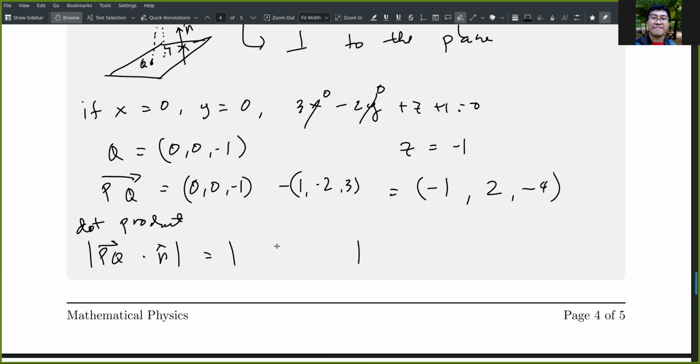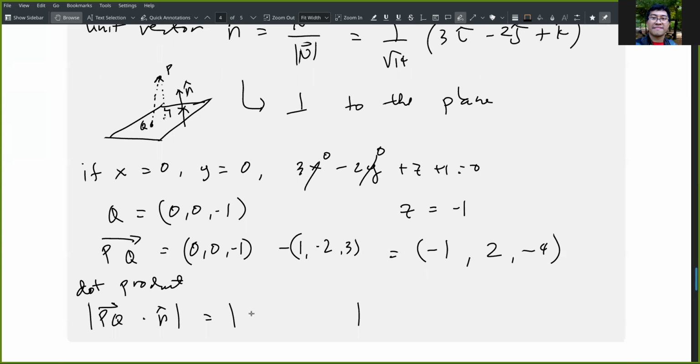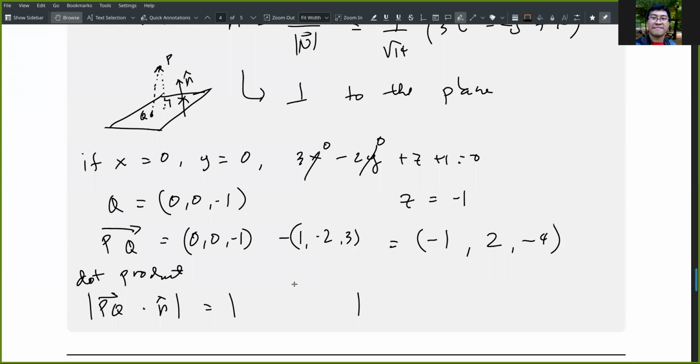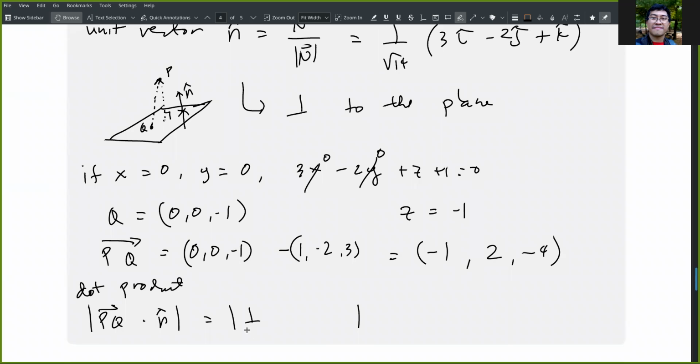So this is the absolute value of PQ dot the unit vector. So that's 1 over square root of 14 times: minus 1 times 3, that's negative 3. 2 and minus 2, that's negative 4. Minus 4 and plus 1, that's negative 4. So that be negative 3 plus negative 4, that's negative 7, minus 4, that's negative 11. So the final answer would be 11 over square root of 14.